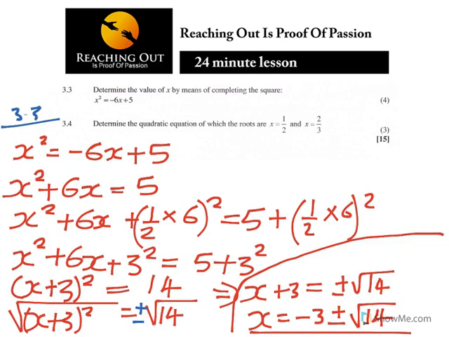Moving on to 3.4. Now with question 3.4, it says determine the quadratic equation of which the roots are x is equal to half and x is equal to 2 over 3. Now with that one, there are many ways you can do it, but there is a simple version that you can always follow. They are giving you that x is equal to 1 over 2, and then they are also giving you that x is equal to 2 over 3.